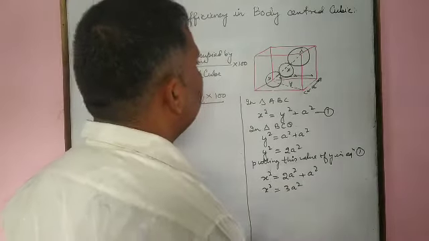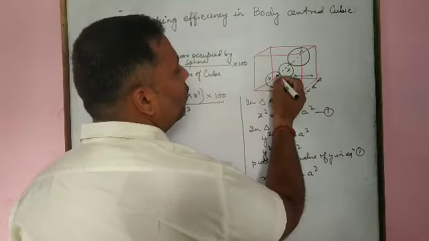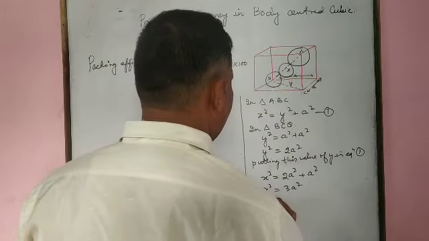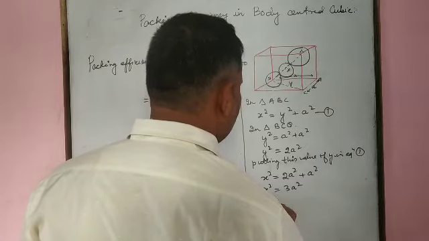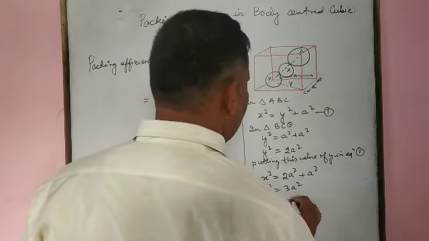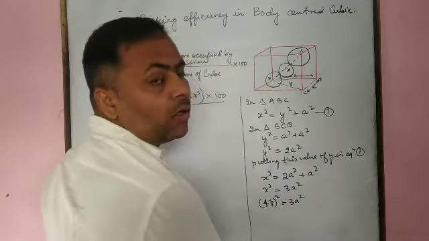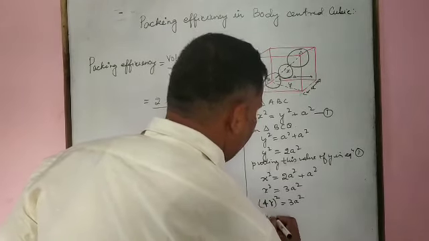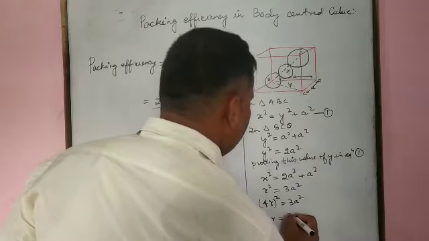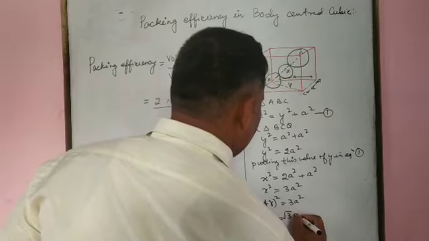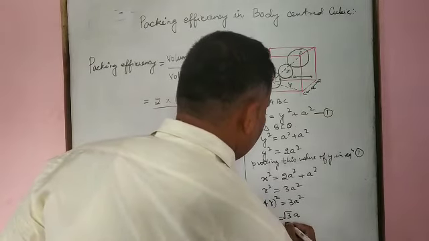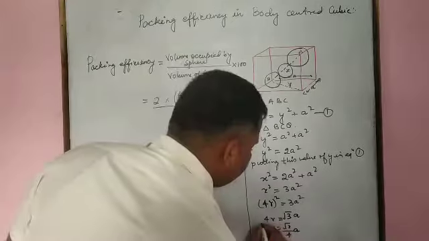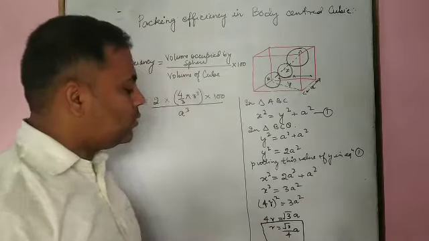What is x? This one is x. And what we see? 1r, 2r, 3r and 4r. It is equal to x square equal to 4r square, which is equal to what we have, 3a square. Clear? 4r square. It means 4r equals root 3 a, or r equals root 3 by 4 a. Clear? r equals root 3 by 4 a.